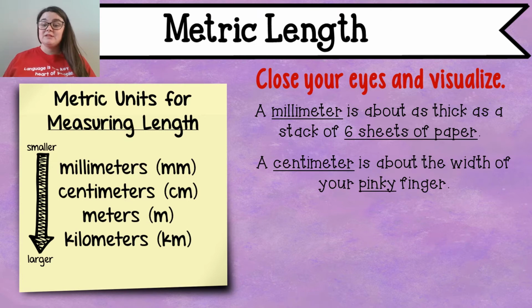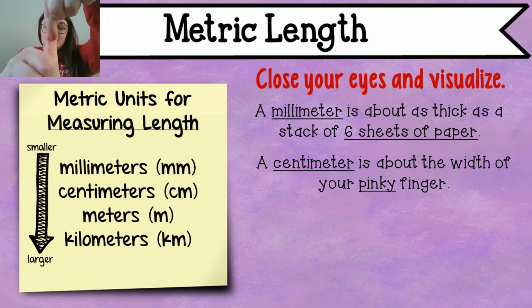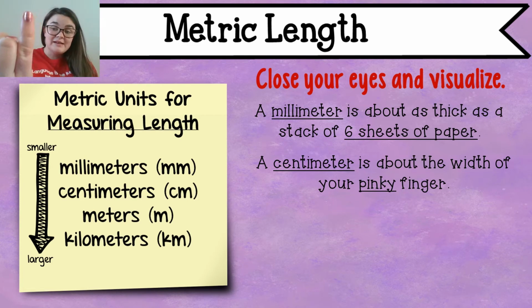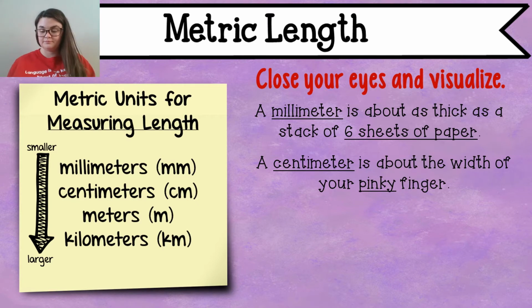A centimeter is about the width of your pinky finger. So I told you earlier that an inch is about the size of the top of my thumb. A centimeter is only the size of my pinky. So you can tell that a centimeter is much smaller than an inch.